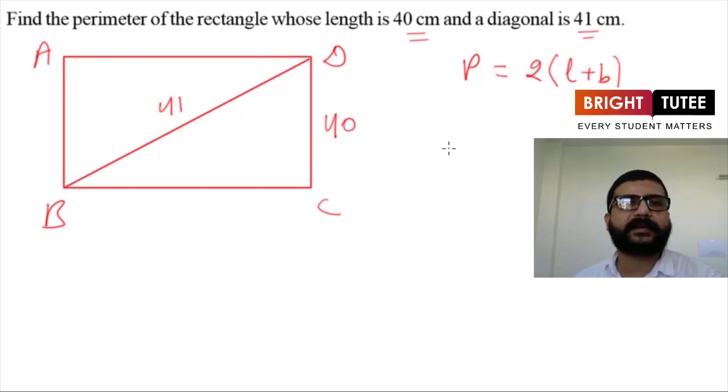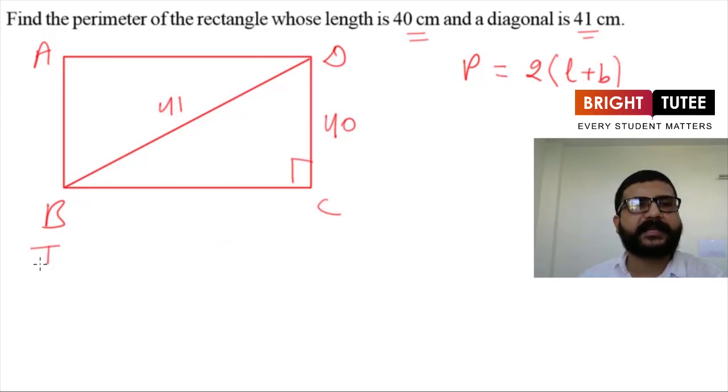Now how to get the breadth? That is, we have to find the length of BC. Now what about this angle, angle BCD? It is 90 degrees, because every angle of a rectangle is a right angle, that is 90 degrees. Now can we use the Pythagoras theorem in triangle BCD? Yes, we can do that.